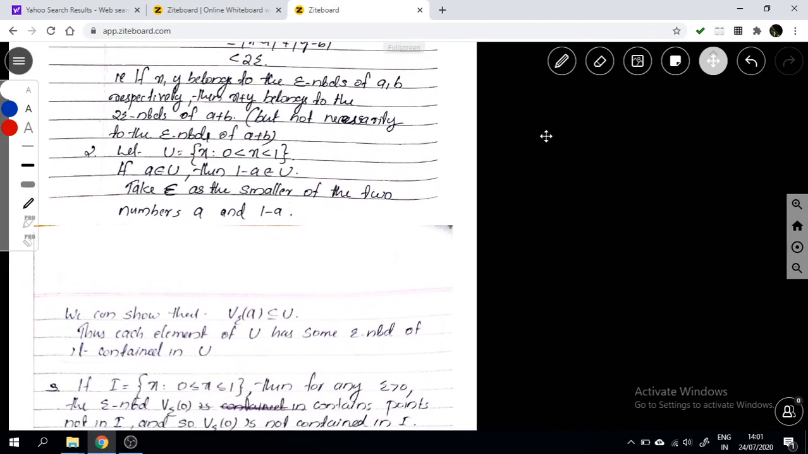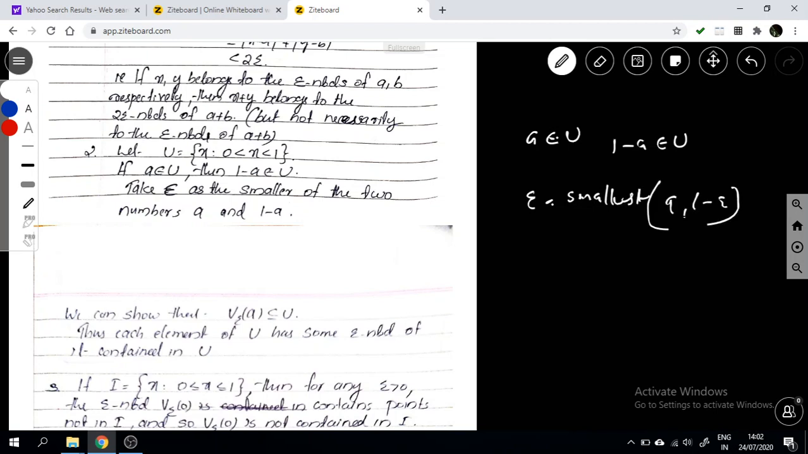Now consider an element A that belongs to U. If A belongs to U, then 1 minus A also belongs to U. Consider epsilon as the smallest of A and 1 minus A. Of A and 1 minus A, whichever is smaller, that is epsilon.